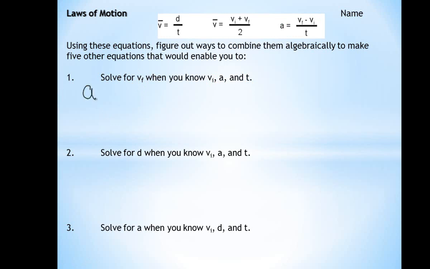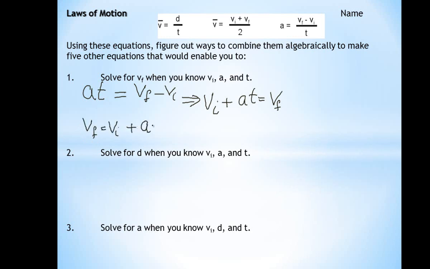This will yield at equal to v final minus v initial, because the time will cancel out here. If we add the initial velocity to both sides of the equation, this will yield v initial plus at equal to v final, and this will be the final equation. V final is equal to v initial plus at. So now we have an equation that has v final on the left hand side, and those three terms on the right hand side.